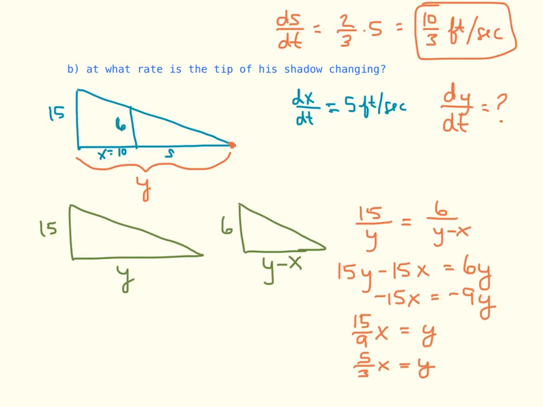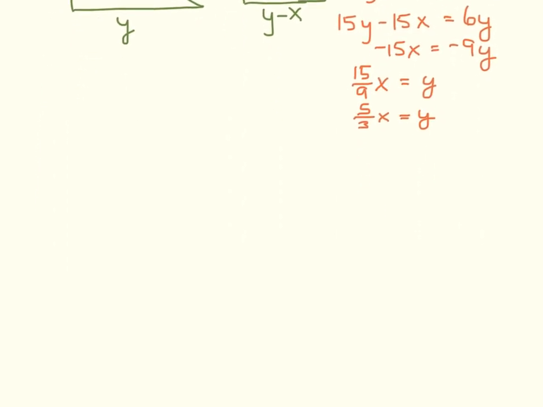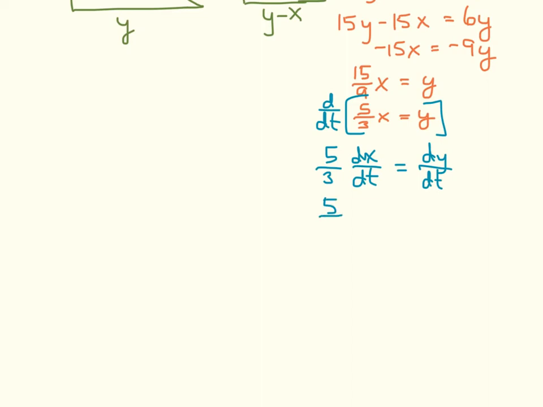Okay, so now I'm going to take that and, of course, take the derivative with respect to time. So the derivative of the left-hand side would be 5/3 dx/dt, which is equal to dy/dt. So 5/3 times 5 equals dy/dt. 5/3 times 5 is 25/3. And then, of course, we need a unit of measure, and that would be feet per second.